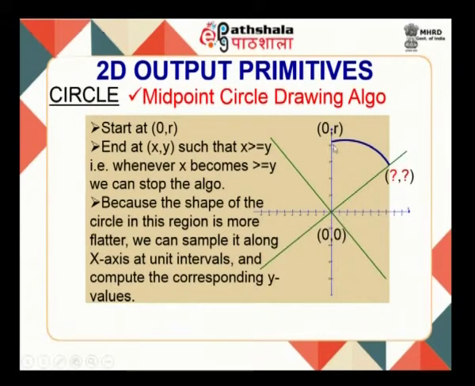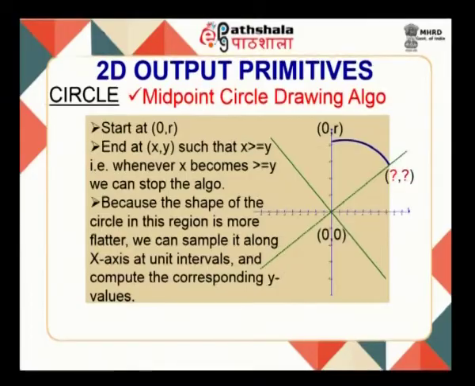So, if you observe this octant, the slope of the circle is inclined more towards the x axis. We follow the same argument that we used for line drawing, where for lines with slopes less than or equal to 1 we sample the line along the x axis. Similarly, here for the circle, the slopes in this octant are more inclined towards the x axis. So, we are going to sample the circle along the x axis at unit intervals in this octant. If you happen to choose a different octant, obviously you will have to sample the circle along the other axis.